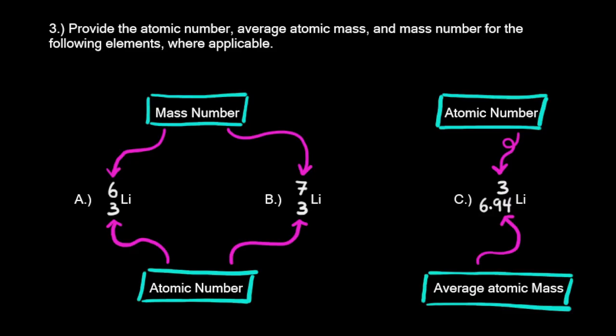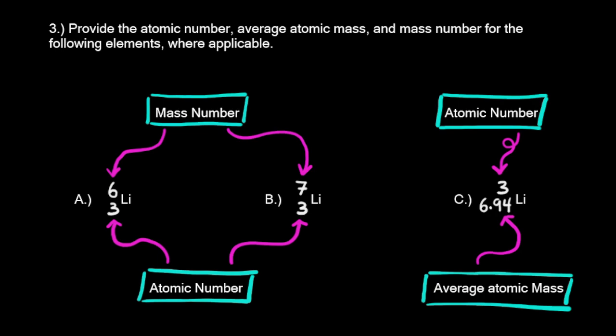The lithium atom in option B is the second isotope of elemental lithium. It has an atomic number of 3 and a mass number of 7. So it would have to have 4 neutrons in its nucleus to give us a value of 7 for the mass number. As you can see, for options A and B, the mass numbers are listed at the top, and the atomic number is listed at the bottom.